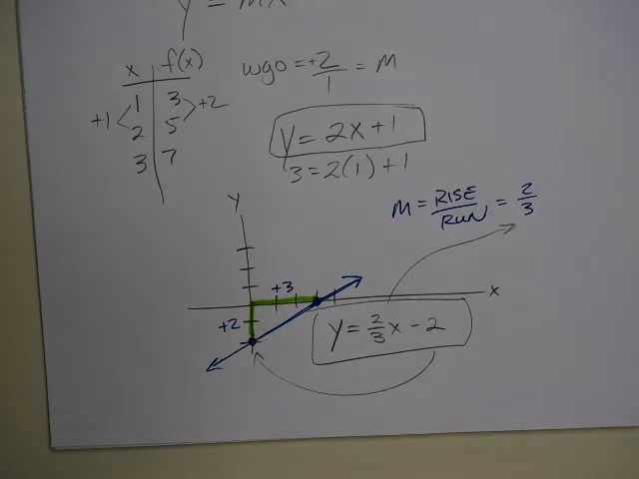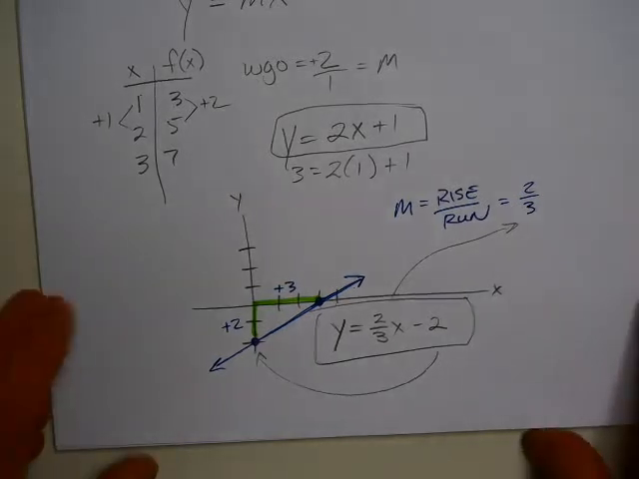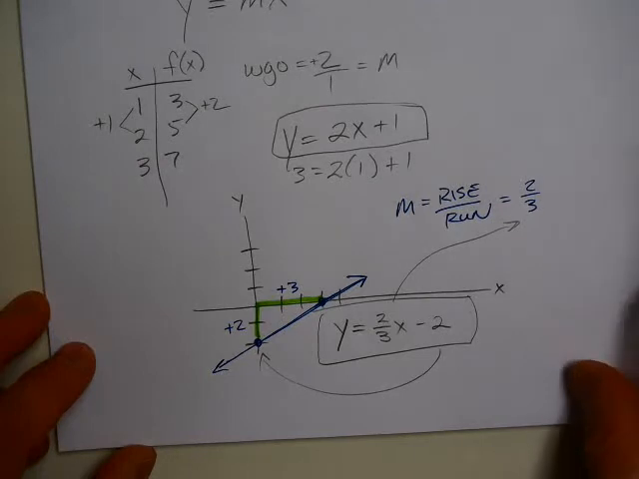Now you can find any point on that line. Slope, y-intercept. Okay. Let's talk about positive slopes and negative slopes real quick, because you can tell just by looking at them.